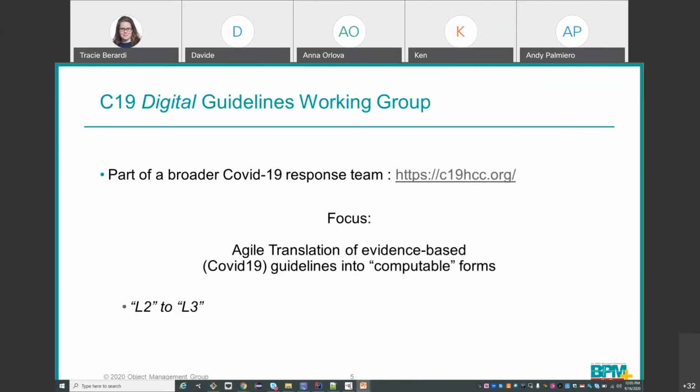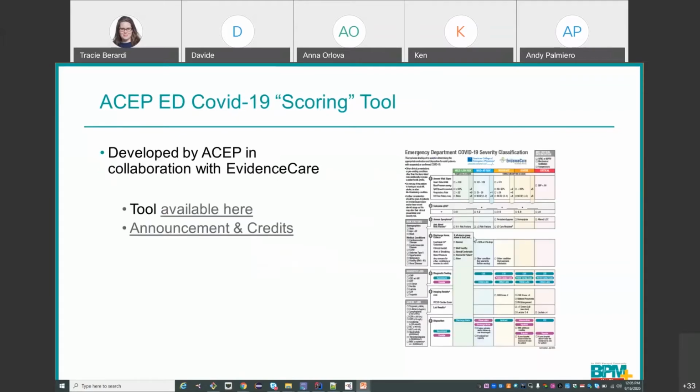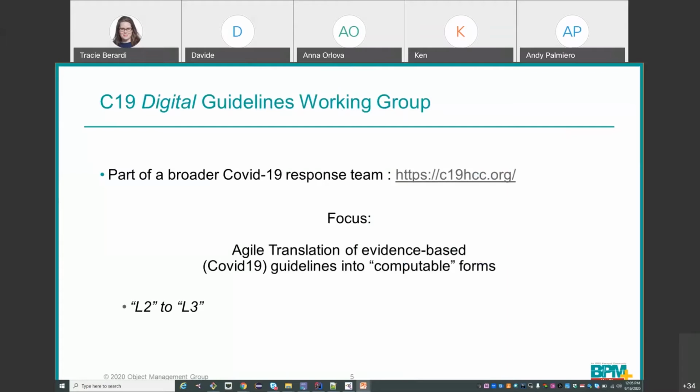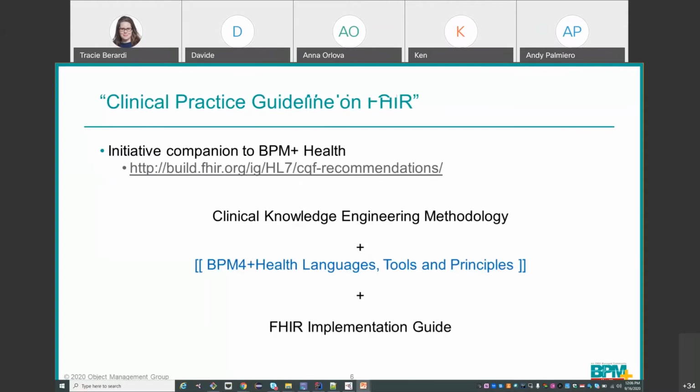The working group specifically on the digital guidelines, the charge is to take the human-readable facing artifacts like the tool I was showing a moment ago and translate that into something that's computable in some sense and so can be used to drive applications. Patient provider, well, in this case, provider-facing applications. So this C19 digital guidelines working group is what brought me onto this problem. Of course, I had a BPM Plus background.